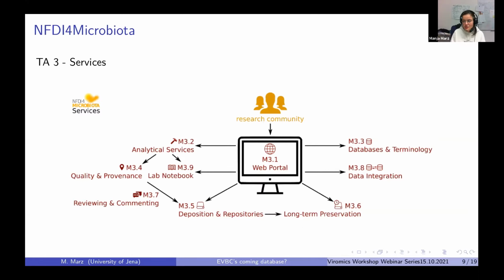And now I would like to introduce you to some tiny, small puzzle pieces. I will not mention the standard things, which have already been mentioned many times today. I would like to show you a little bit what people in EVBC and also outside EVBC are working on at the moment to make the life of virologists a little bit easier in the future.